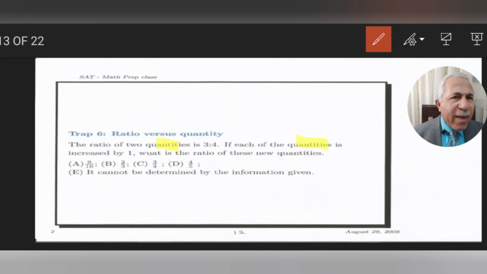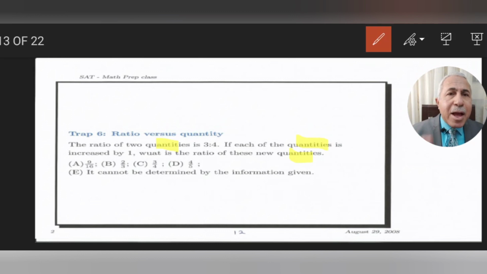Very good. Very quick, without thinking. Here he's repeating quantities, right? So what did I add? I add 1 to the ratio or to the quantities? I add 1 to the quantities. So he wants the ratio of those quantities. Do I have any quantity here? No. Very quick. So the answer is, it cannot be determined by the information given, because I don't have any quantities, without going through the details.